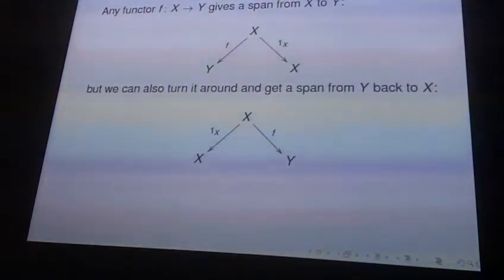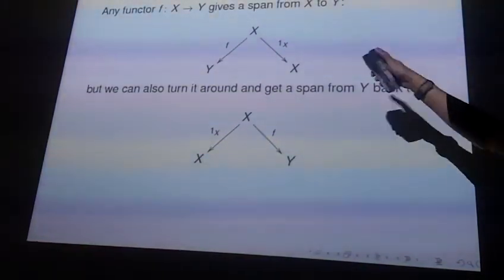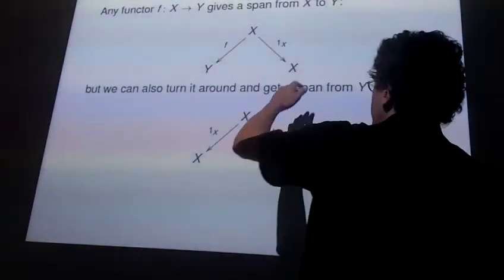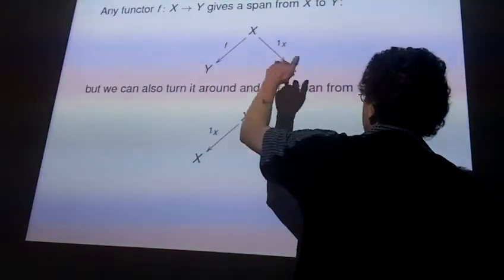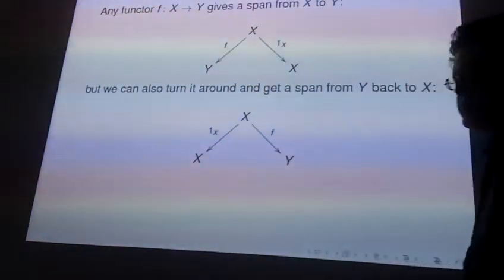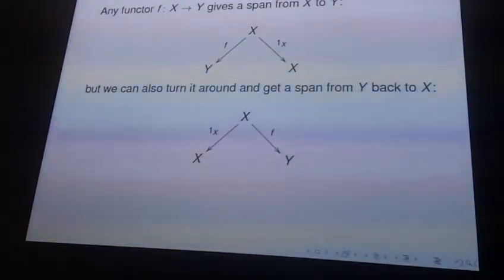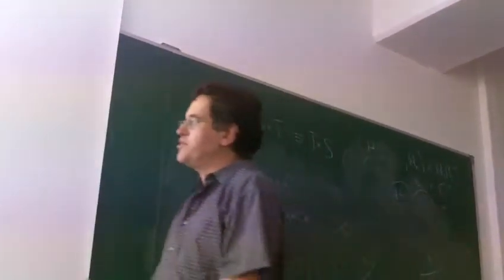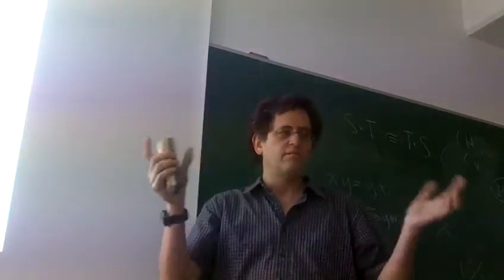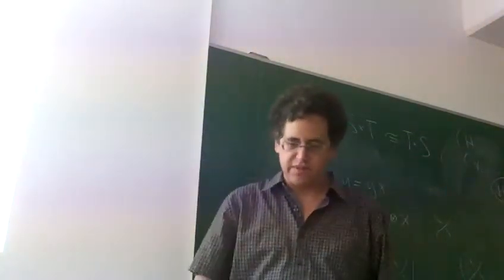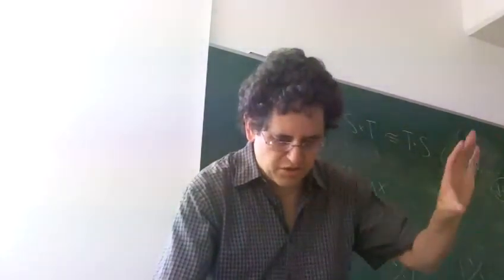And so spans generalize functors, because if I have a functor from X to Y, I can turn it into a span by just putting the identity here. A span like that can be translated to a distributor. Yes, that's right. I'm sort of thinking more in the span picture than the distributor picture here. But the good thing is that you can also turn it around and get a span going backwards the other way. So spans are more like a dagger category, a dagger bicategory. You can turn things around.